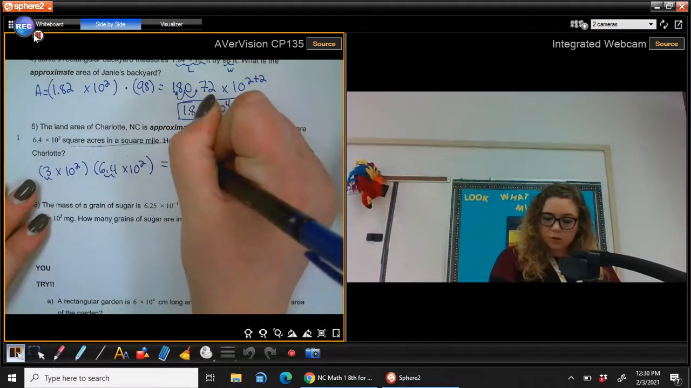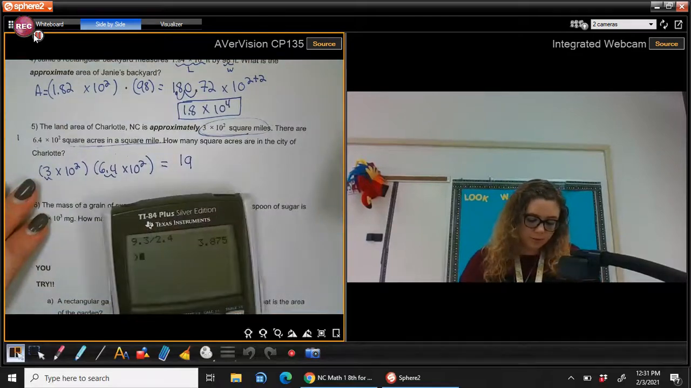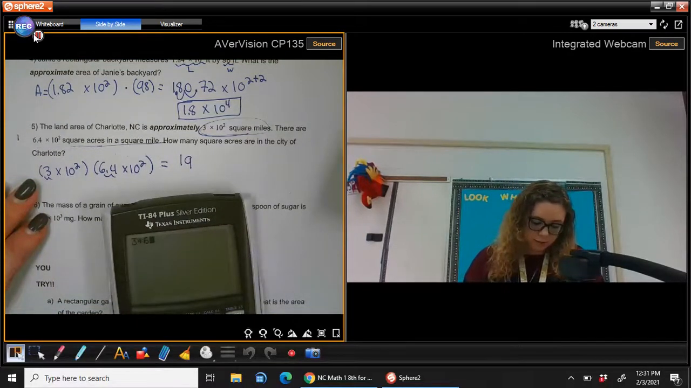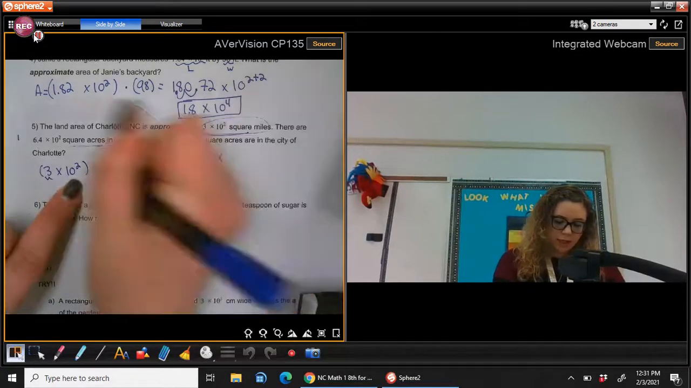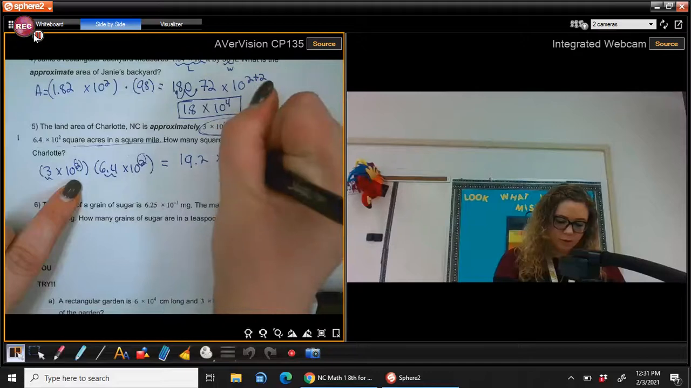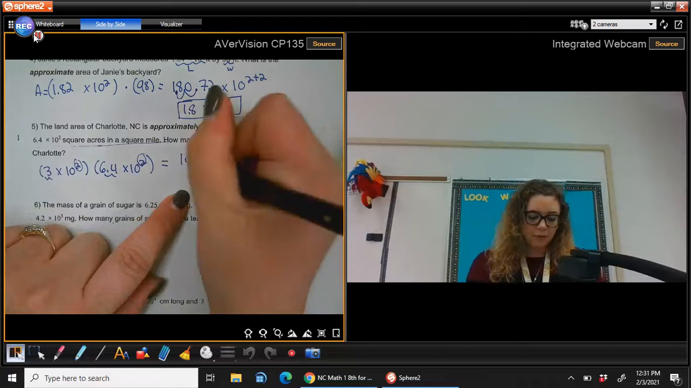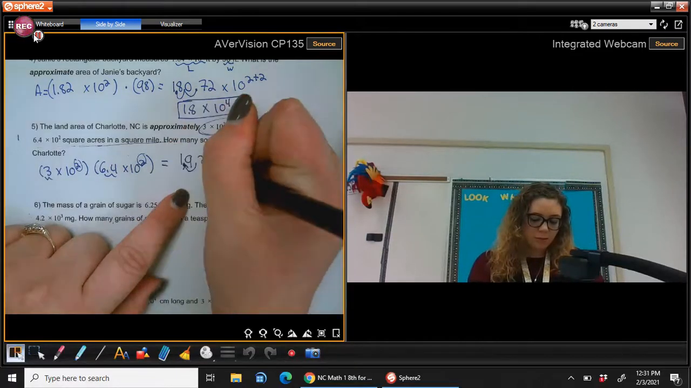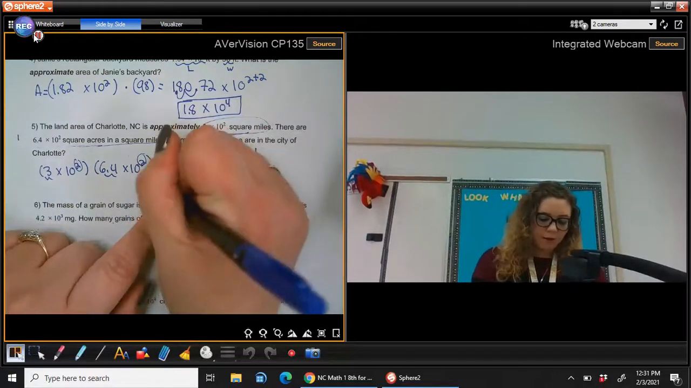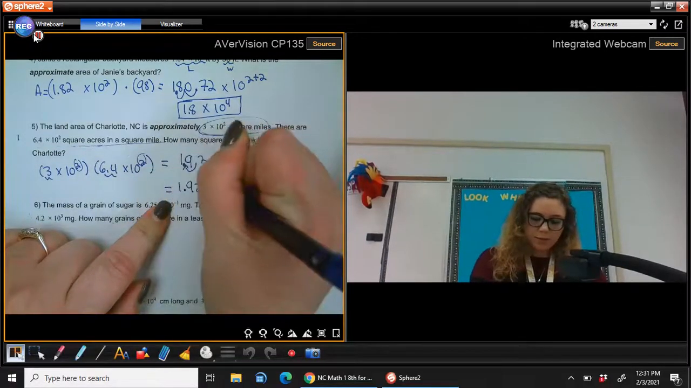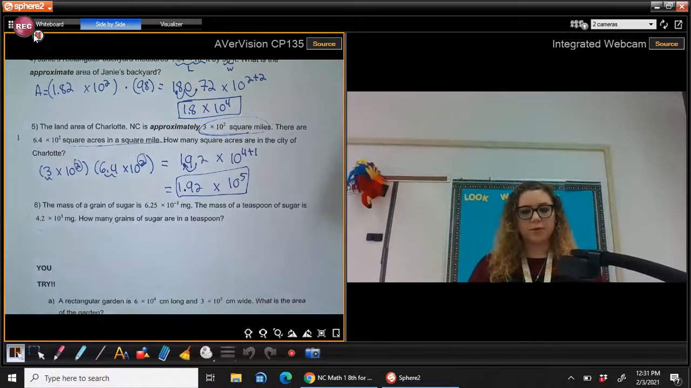I'm going to use my calculator. Okay, so 3 times 6.4, 19.2. And then we're going to add my exponents. 2 plus 2 is 4. This is not in between 1 and 9.9, so we're going to have to move my decimal once. Since we moved it 1 time to the left, we're going to add 1 to my exponent. So now I have 1.92 times 10 to the 5th. Okay, so that is my answer.